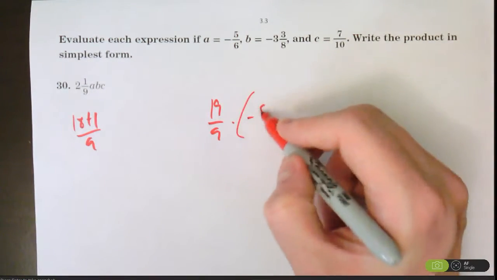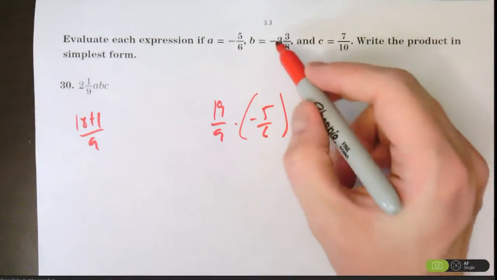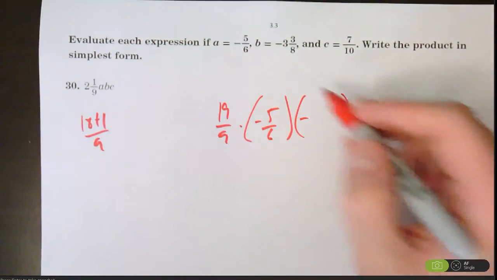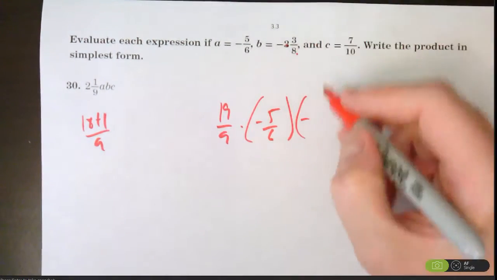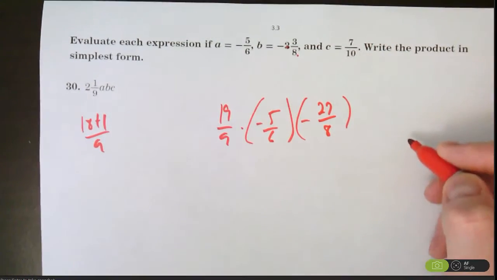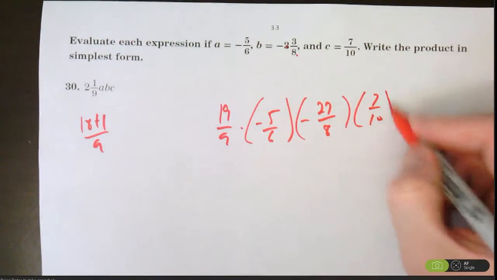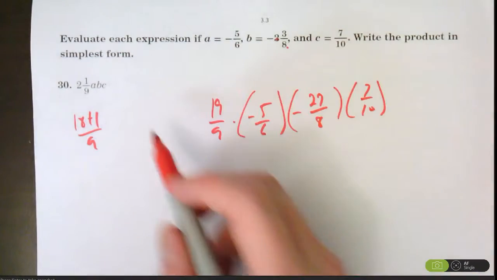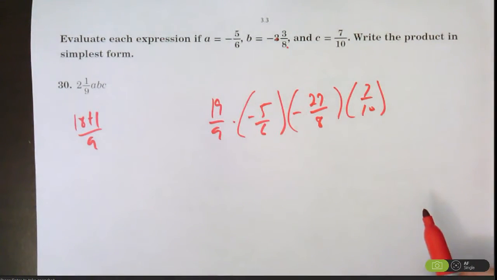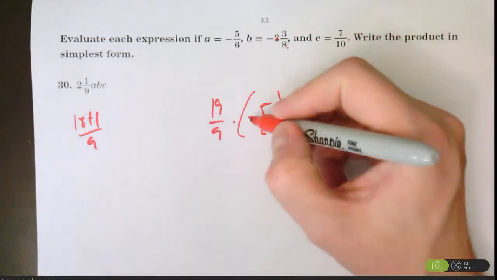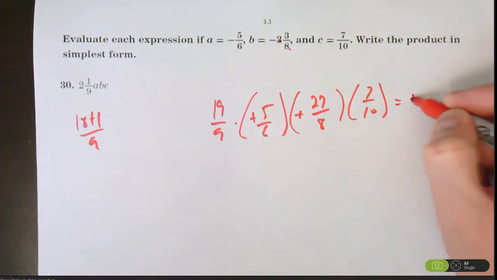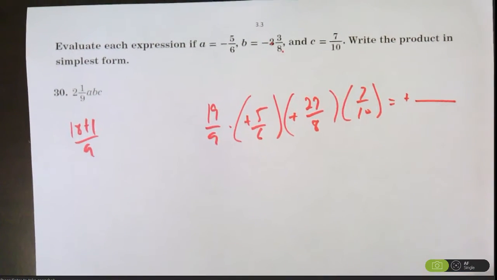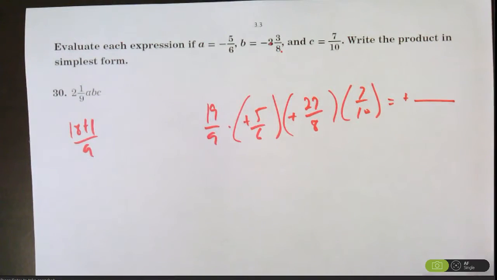A is negative 5 over 6. Again, B, you know it's going to be negative. Now 3 times 8 is 24. 24 plus 3 is 27 over 8. And then 7 over 10. Okay, so make them all into improper fractions, and then take care of your negatives. Well, there are 2 negatives. They're gone. That's positive. And then I would say cancel whatever you can cancel.